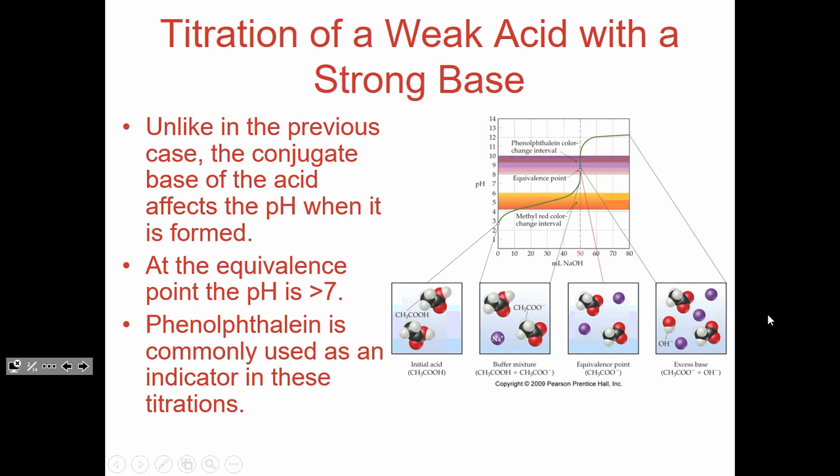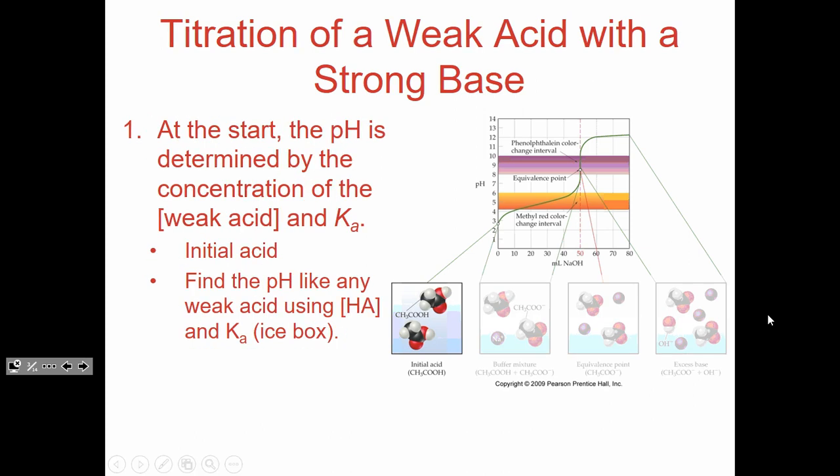Now, if you look at a weak acid with a strong base, you can see that the equivalence point is above 7, and therefore something like phenolphthalein would work, but methyl red would be a terrible choice of indicator. So choice of indicators in a weak strong titration, you have to be a little bit more careful with it.